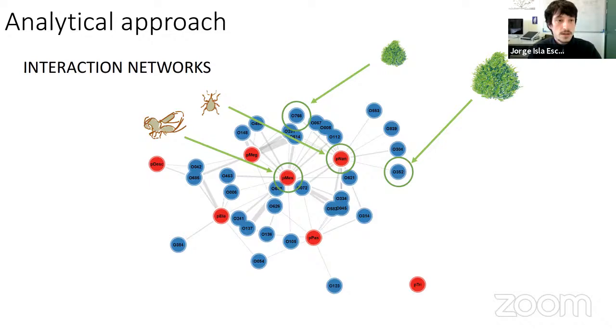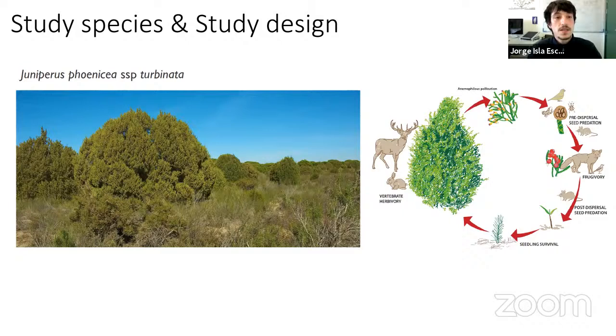And here I present our study species. Our study species is the black juniper, Juniperus phoenicea. We have selected this species for this project because it is considered a foundation species in Mediterranean scrubland. And in our study area in Doñana, since the protection of this natural area 50 years ago, the juniper population has experienced a very important increase in its distribution in the national park. So this species is very useful for us to understand what happens with the interactions during plant movement, because now their populations are in movement.